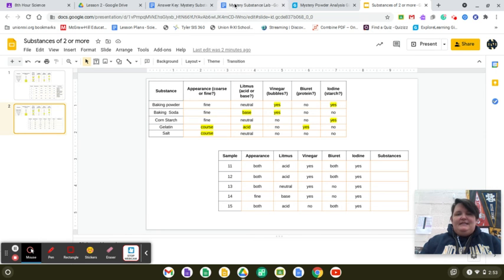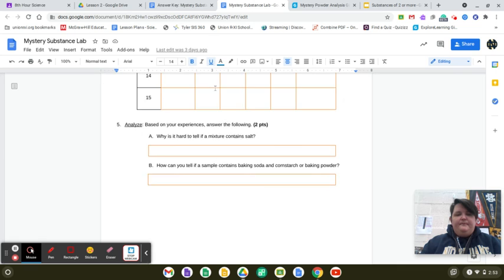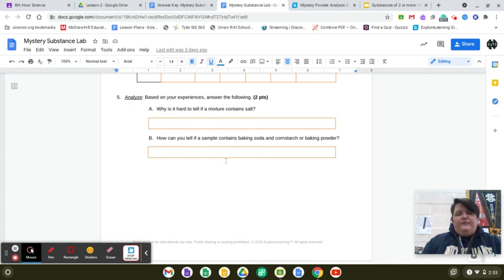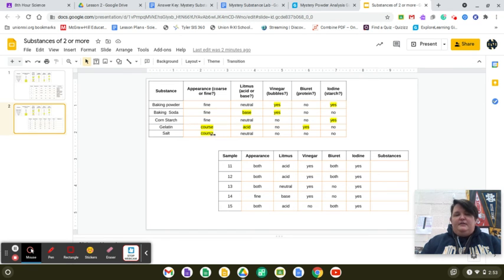All right. Last thing on here is these 2 questions right here. Letter A says, why is it hard to tell if a mixture contains salt? If you look at salt here, salt is coarse for its appearance, neutral litmus, so it's not going to set off the litmus paper either way. Vinegar, there's no bubbles, so that's not a good indicator. Biuret, no, it's not going to turn purple. Iodine, no, it's not going to turn purple, so there's no starch. Basically, salt is kind of boring, okay? It doesn't have any really good indicators there.